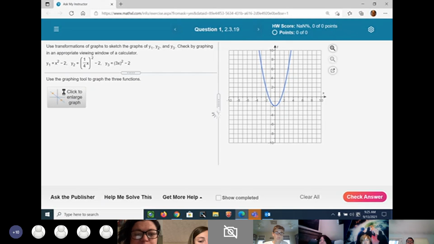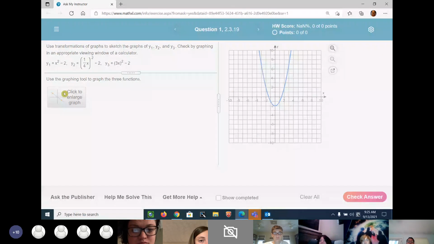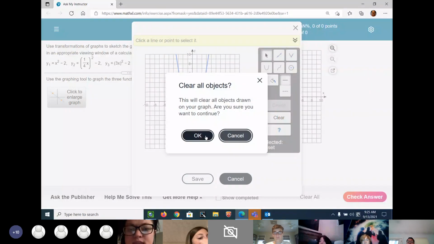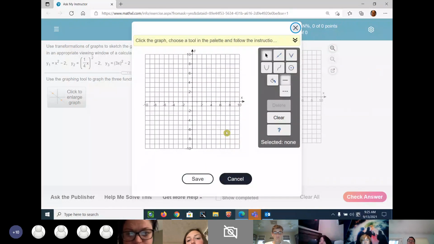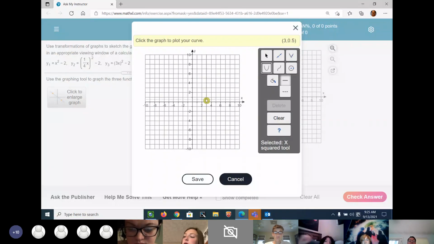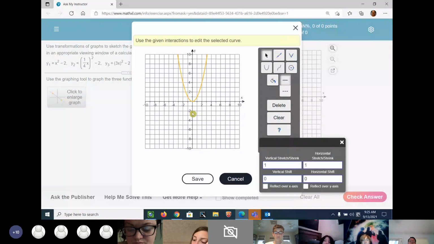Click. I'm going to draw what I think is correct. And I guarantee you they're going to mark it wrong. So there's my parabola. X is equal to negative 2. I got nothing on vertical and horizontal. I got a vertical shift of negative 2. And that should be it for this one.